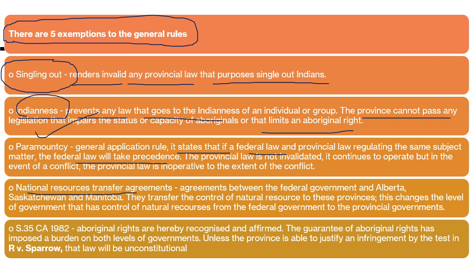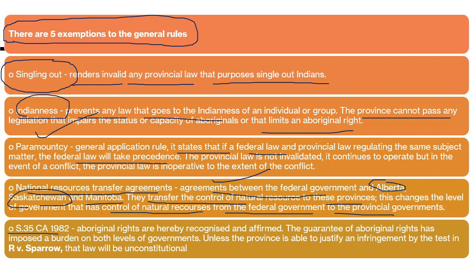Then the Natural Resources Transfer Agreement. This is an agreement between the federal government and Alberta, Saskatchewan, and Manitoba. They transferred the control of natural resources to these provinces. This changes the level of government that has control of natural resources from federal to provincial. So if something relates to natural resources and indigenous matters in these 3 provinces, because we already have a valid agreement that transfers power from the federal to the provincial governments of these 3 provinces, in that case the provincial government has the power to control natural resources.